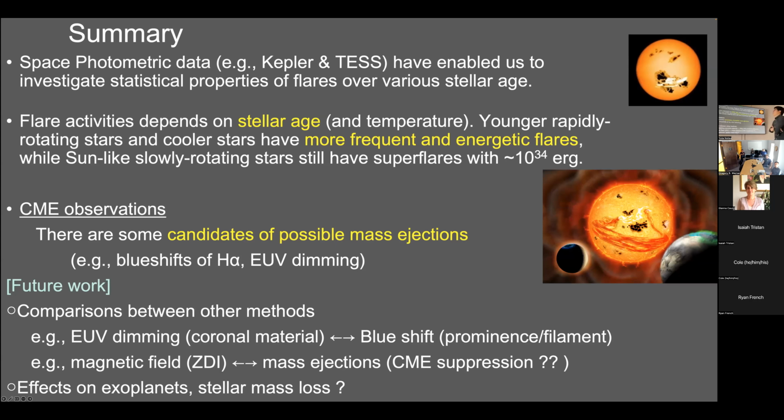So this is the summary. In the earlier part, I introduced mainly statistical studies from Kepler data. The flare activity depends on stellar age. The young stars show more frequent and more energetic superflares. But even Sun-like stars possibly show superflares up to 10 to the 34 erg, so 100 times larger than the solar flare. Recently, there are some candidates of possible mass ejection from a star. So this can be a starting point to understand a much bigger picture of a big plasma ejection event on the surface of the star. So that's all for now. Thank you.